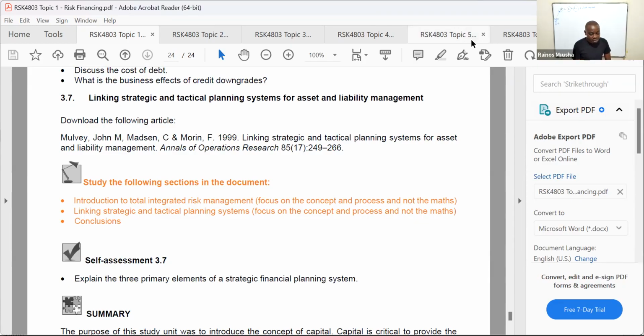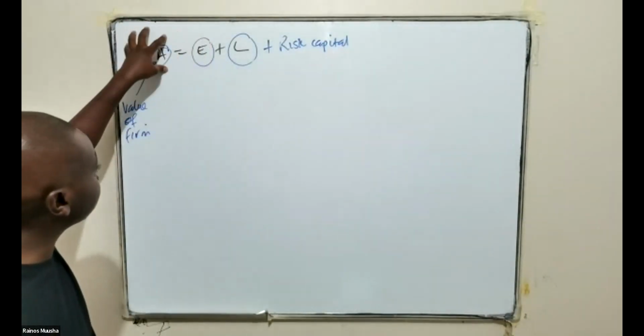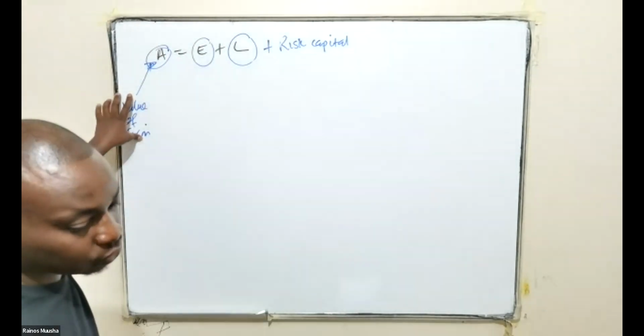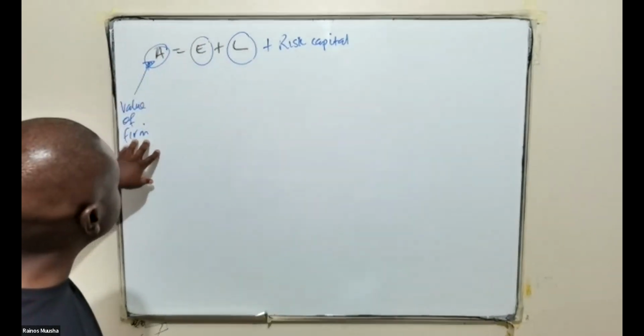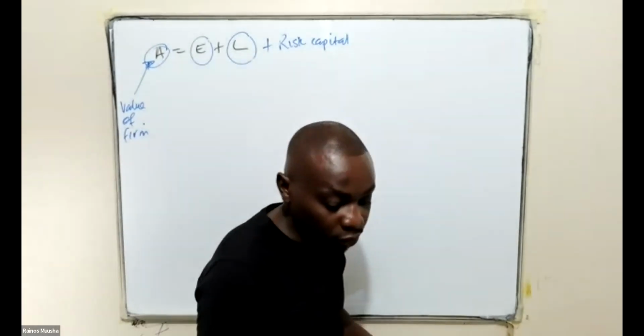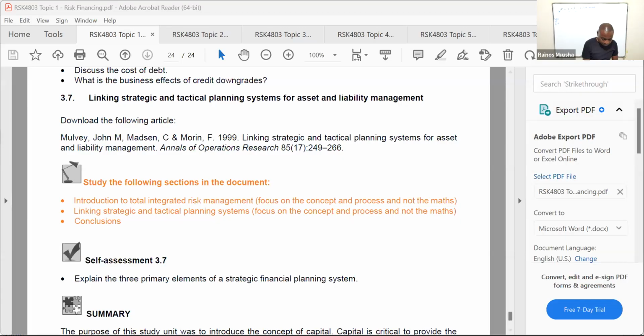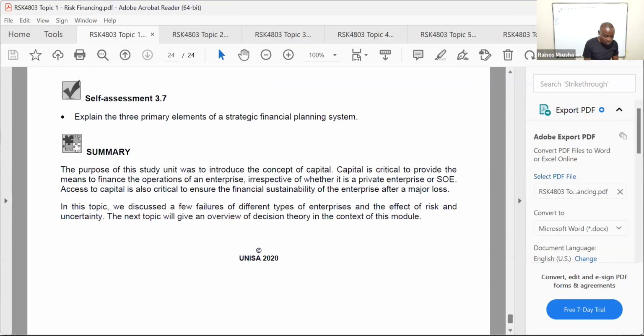Which also means that if you're able to maximize the share price, you're also able to maximize the value of the firm. So by maximizing the share price, you're also maximizing the value of the firm, which is basically meeting the goal of the firm as well. So we'll go through that in Study Unit 3. So this is basically what is covered in topic 1.